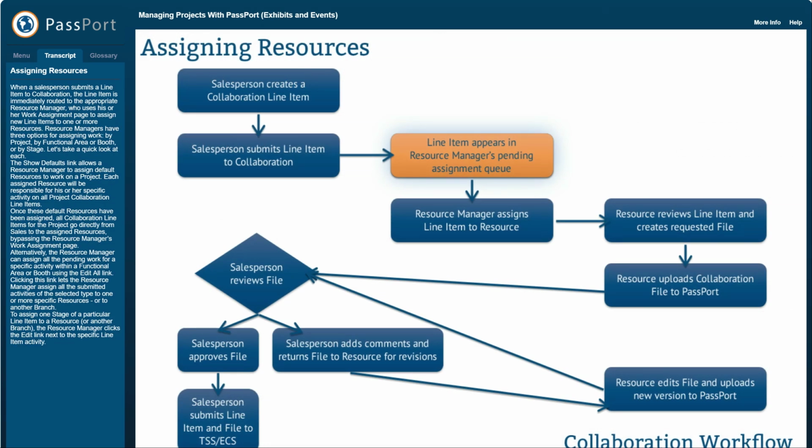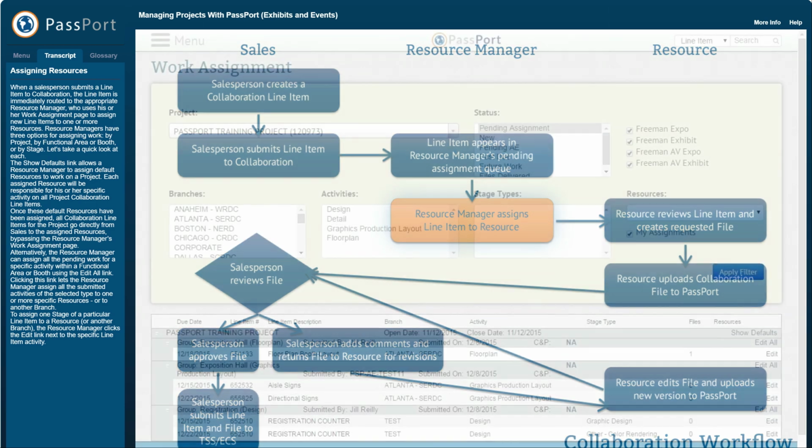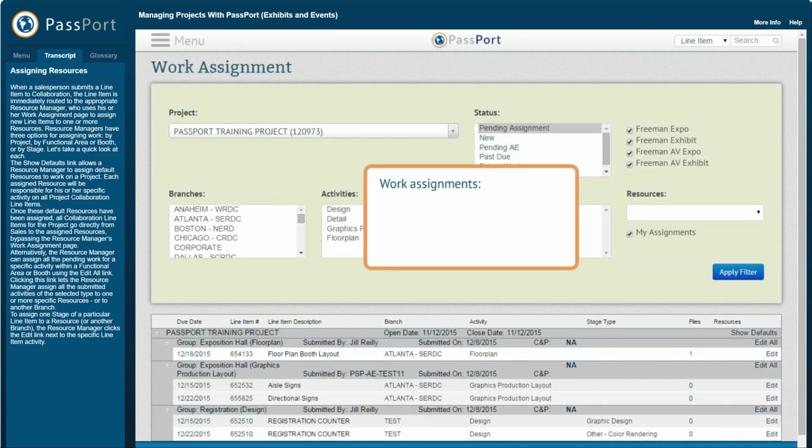When a salesperson submits a line item to collaboration, the line item is immediately routed to the appropriate resource manager, who uses his or her work assignment page to assign new line items to one or more resources. Resource managers have three options for assigning work: by project, by functional area or booth, or by stage. Let's take a quick look at each.